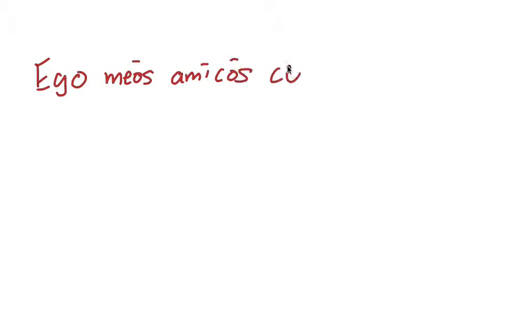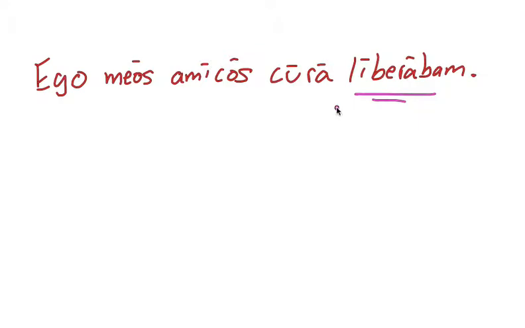Okay, so here's an example of the first type of ablative of separation. Ego meos amicos cura liberabam. And the big clue here that this is an ablative of separation is the verb libero, any form of the verb libero. If you free someone from something, it's an ablative of separation.